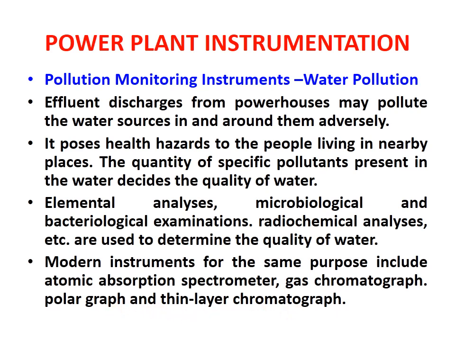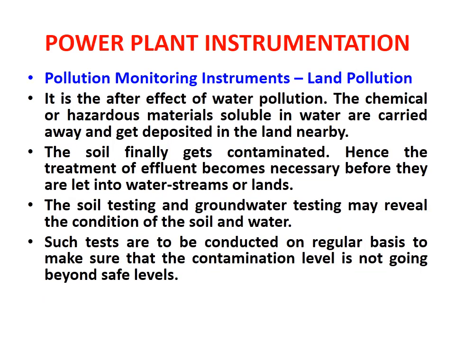So, the modern instruments for the same purpose include atomic absorption spectrometer, gas chromatograph, polarograph, and thin layer chromatograph. So again, we can use chromatographic systems for determining the quality of water, and therefore this water pollution may be controlled with the help of this type of instruments.